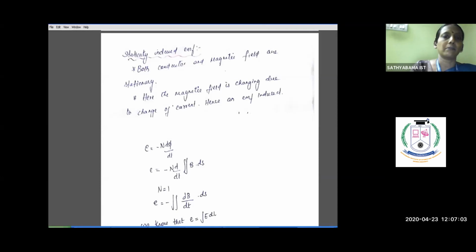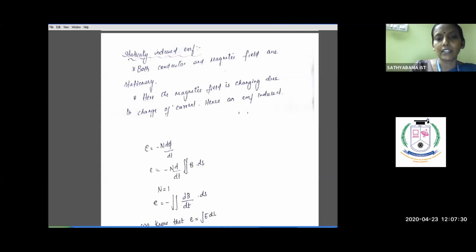That is what is meant in the second line. The magnetic field is changing due to the change of its current. Hence an EMF is induced. So E can be written as N into d phi by dt. We know that flux density is flux per area. From that, I can write flux is nothing but flux density into area, so the integral of B into ds. That is what I have written.